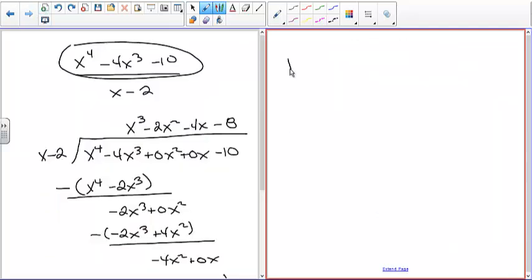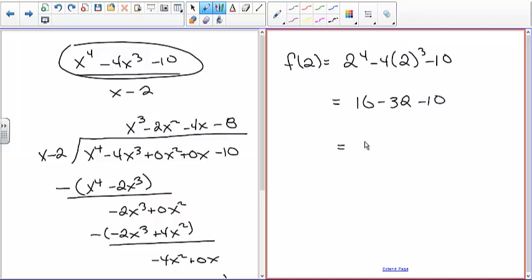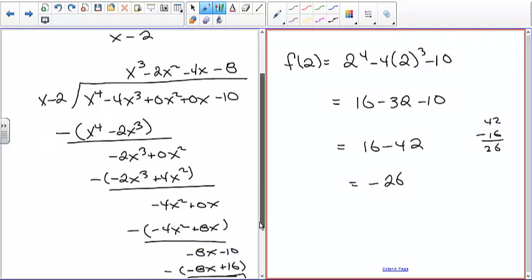So f of 2 is going to be 2 to the 4th minus 4 times 2 cubed minus 10. And that's 16. Here we have 8 times negative 4, which is going to be 8 times negative 32 minus 10. That's 16 minus 42. If you do 42 minus 16, you're going to get 26. So this is negative 26, which is what we got down here.